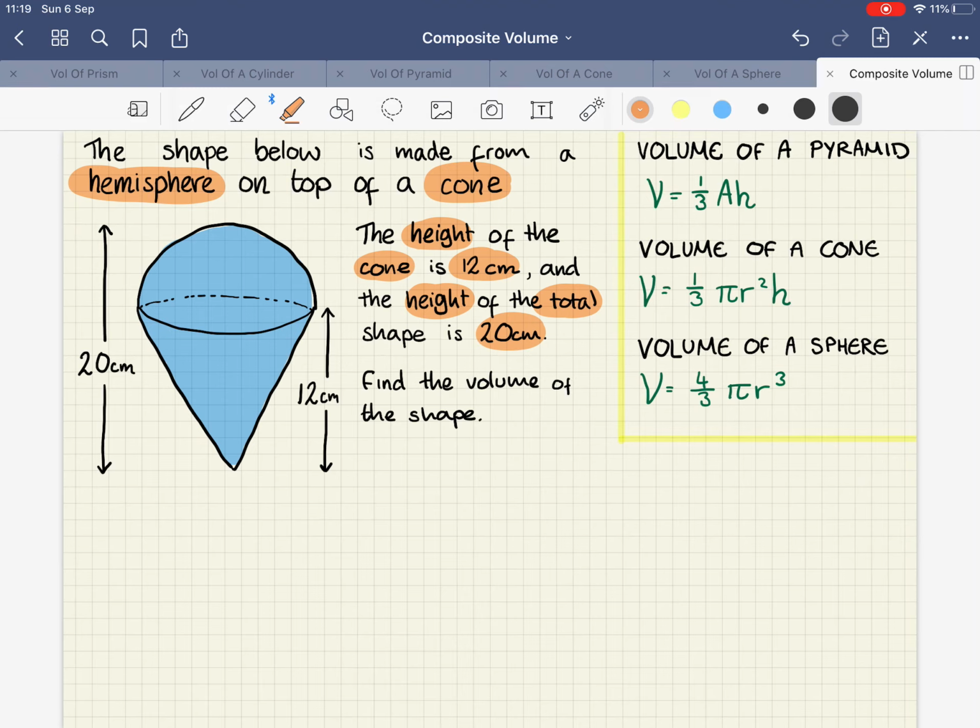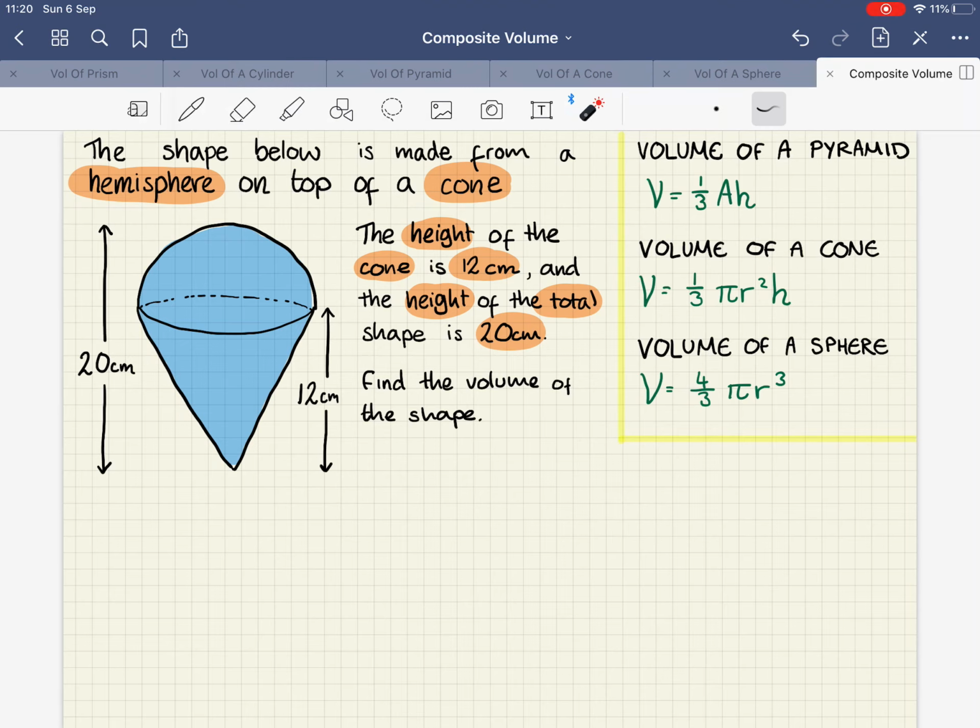So to start off with, we have not been given a radius. In both of our formulas, for both the cone and the sphere, I need to find out what the radius is. I'm not being given it in either part of the question, not in the diagram and not in the written part. So I need to try and work that out.